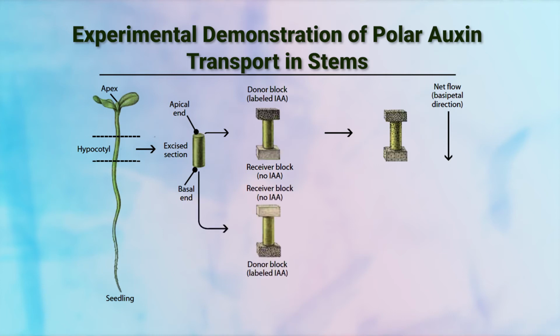If we exchange the position of the gelatin blocks, that is, now the empty block is on the apical side and the block with the radiolabeled indole acetic acid is at the basal side, then even after some time, almost no radiolabeled indole acetic acid could be recovered from the block at the apical end, indicating auxin does not flow from base to tip. That is, acropetal flow of auxin is not possible, at least in stem. Thus, in stem, auxin follows a polar transport and the direction is basipetal.